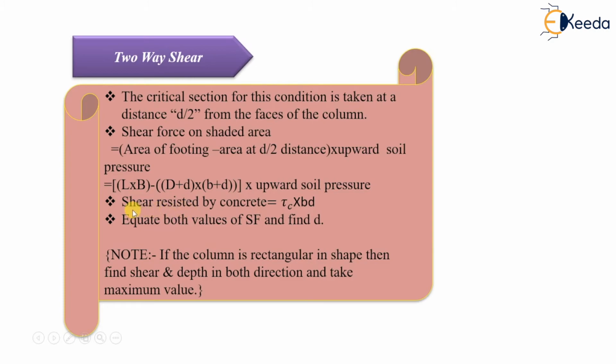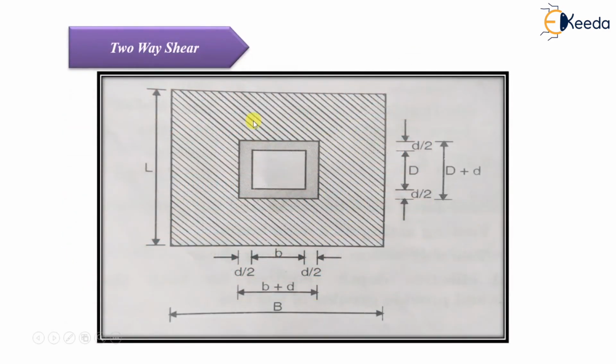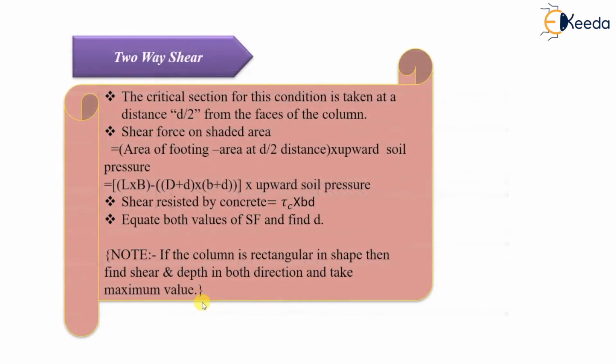Then we will calculate the shear resisted by concrete, which is equal to tau c into b into small d. Here we will take b, that is width, equal to 1 meter, and d is unknown, and we will mark it as an equation. Then we will equate both the values of shear force and find out the effective depth. And there is a similar note here: if your column is rectangular in shape, then you have to find out the shear and depth in both directions, and you have to take the maximum value for the depth of the slab footing.